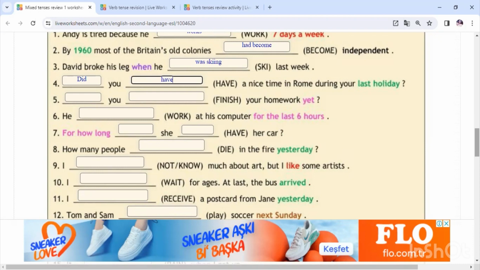Okay, Deniz, it's your turn, number 5. Okay, teacher. So you can see yet. Where do we use yet? On present perfect tense, right? We use yet for present perfect tense. So can you do it with present perfect, Deniz? You know it. I taught you. You know how to do it.